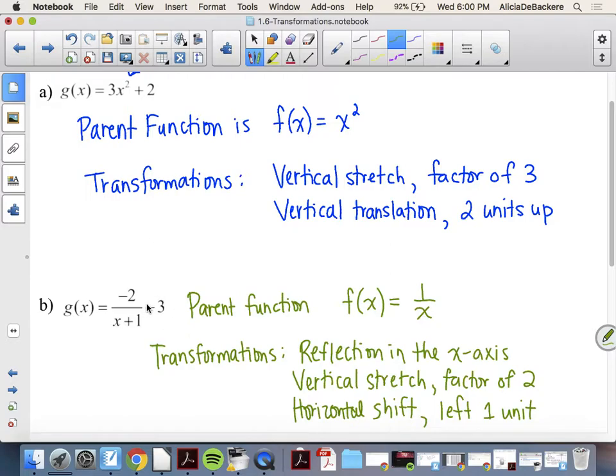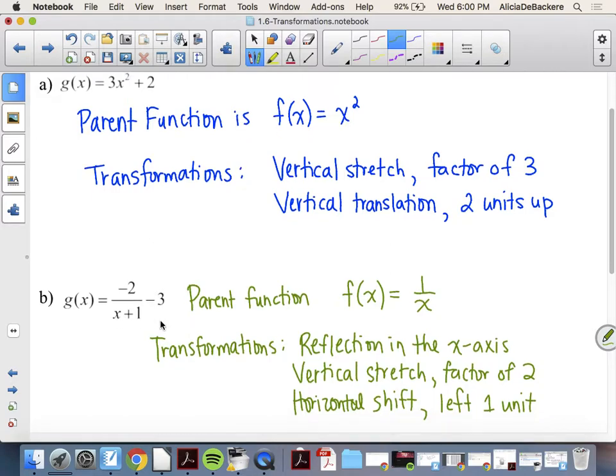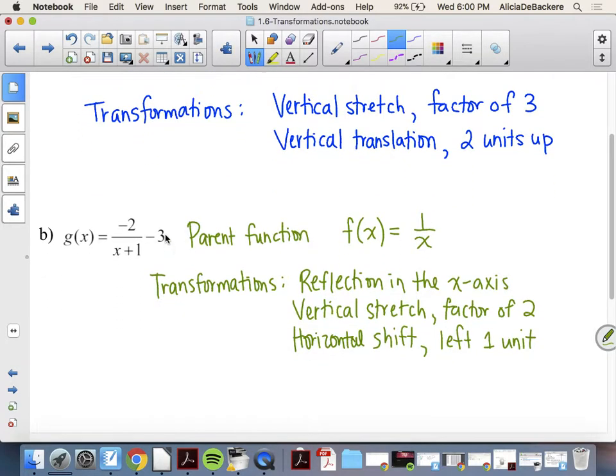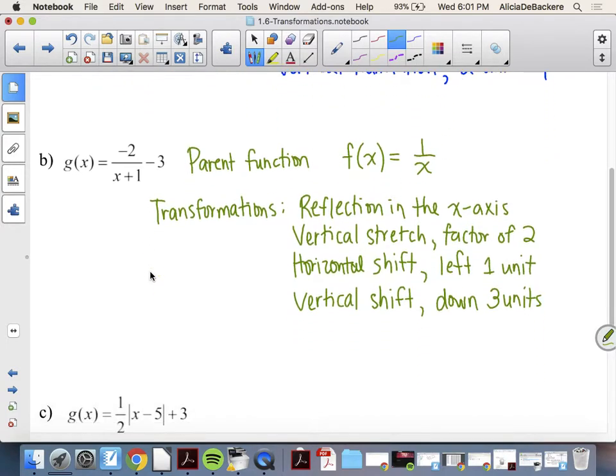And then the last thing I need to think about is that -3 outside the denominator or outside the function. And so I know that subtraction outside the function means that I have a vertical shift or a vertical translation. And this time I'm going to go down because it's negative, and I'm going down 3 units. And that's the end of that function.